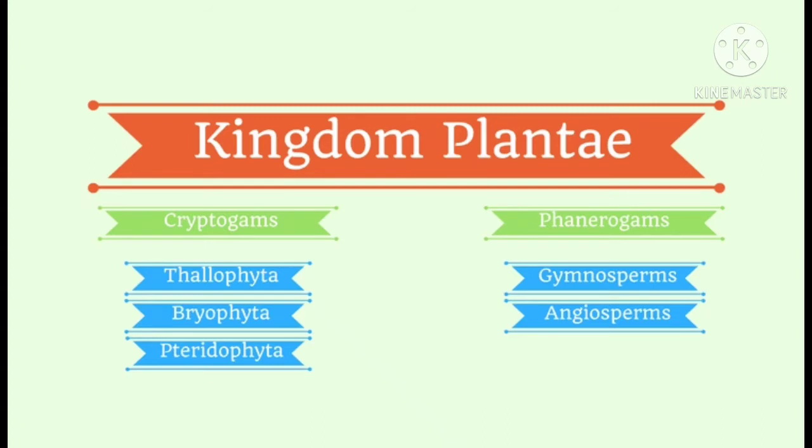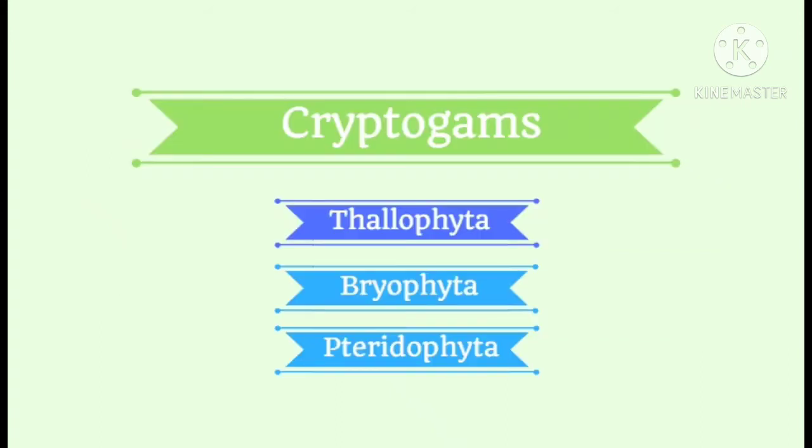In cryptogame we have three divisions, like Thallophyta, Bryophyta and Pteridophyta, and in phanerogames we have the further bifurcations, that is gymnosperm and angiosperm. So first we will focus today on the cryptogames, that is the first division of cryptogames, Thallophyta. Today we are going to see that.